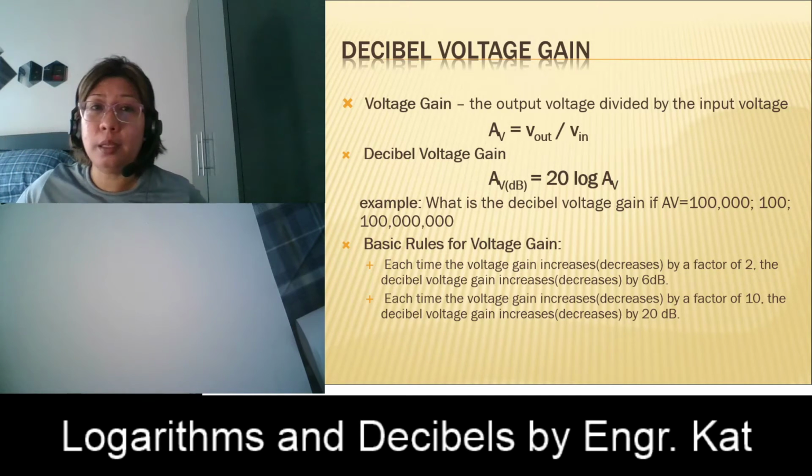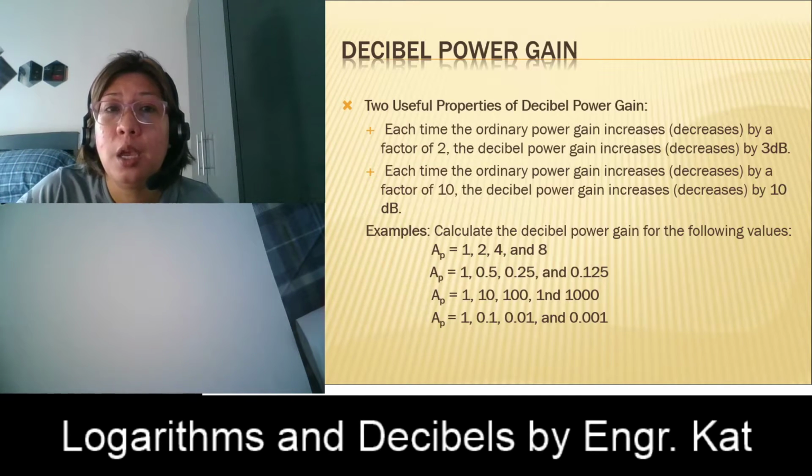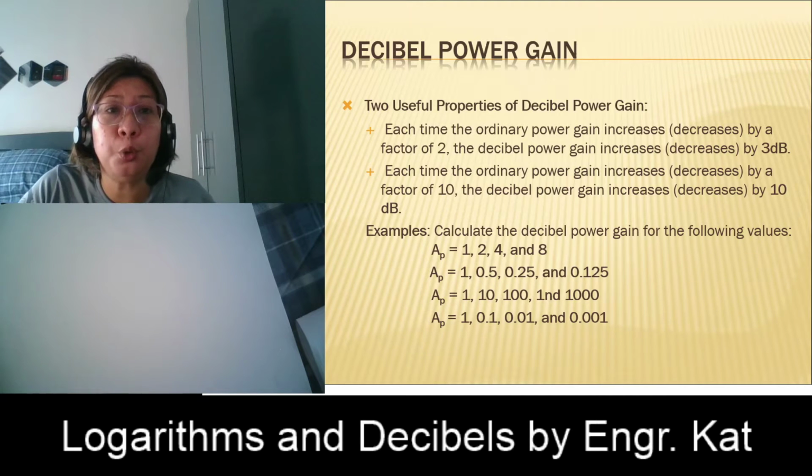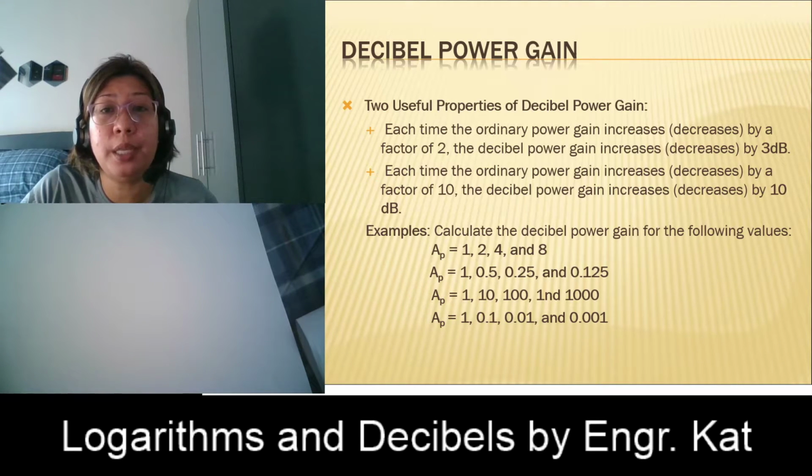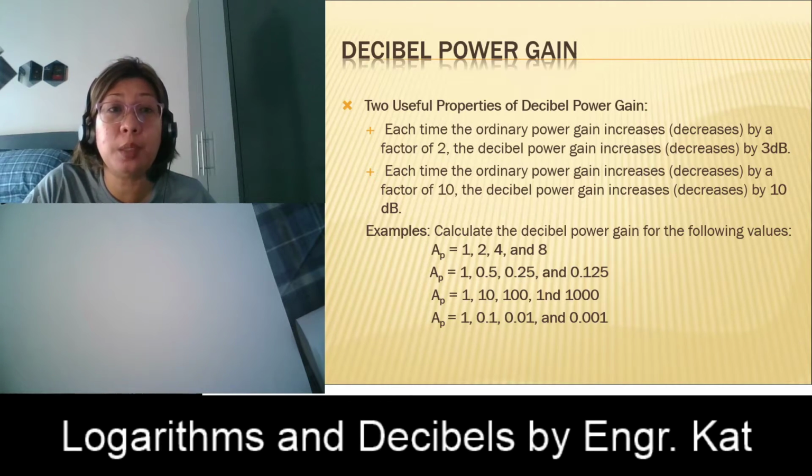I'm not yet done. Sorry. Okay, so this is a factor of 2. Another useful property of decibel power gain is that each time the ordinary power gain decreases or increases by a factor of 10, the decibel power gain decreases or increases likewise by 10 dB.